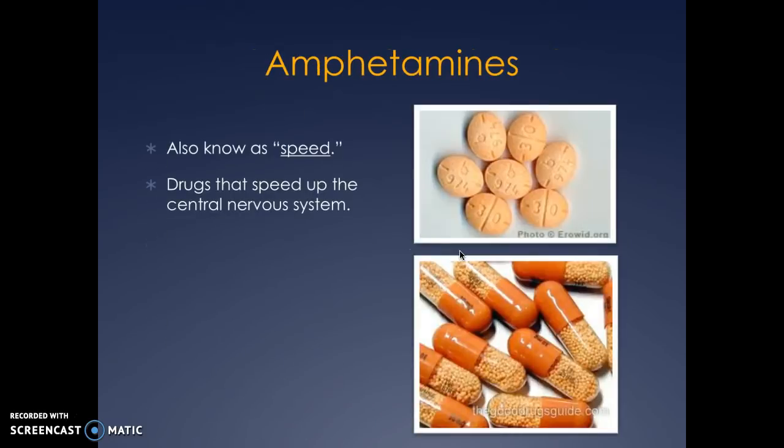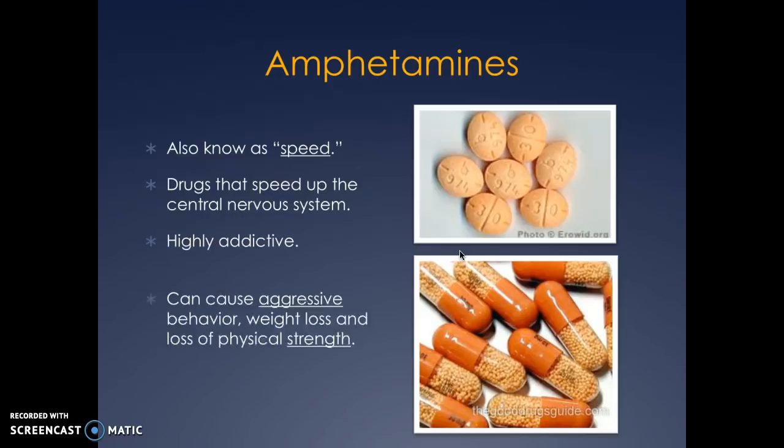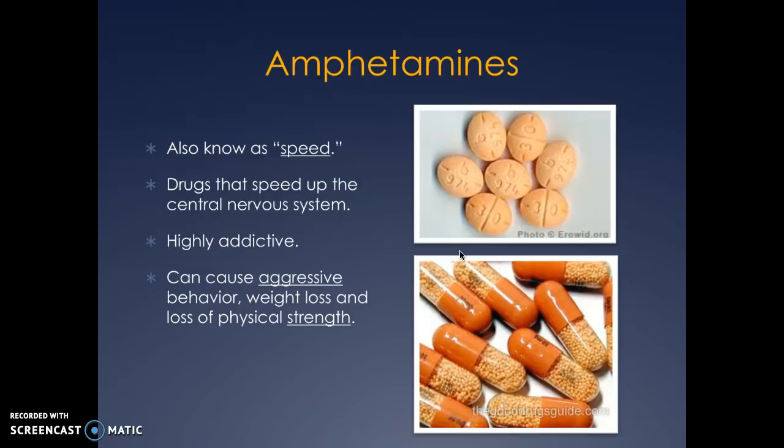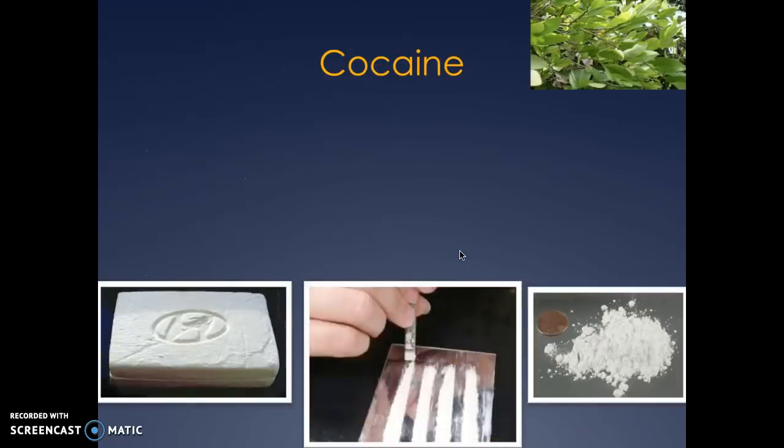All right, so amphetamines, also known as speeds, drugs that speed up the central nervous system. They're highly addictive, can cause aggressive behavior, weight loss, and loss of physical strength.